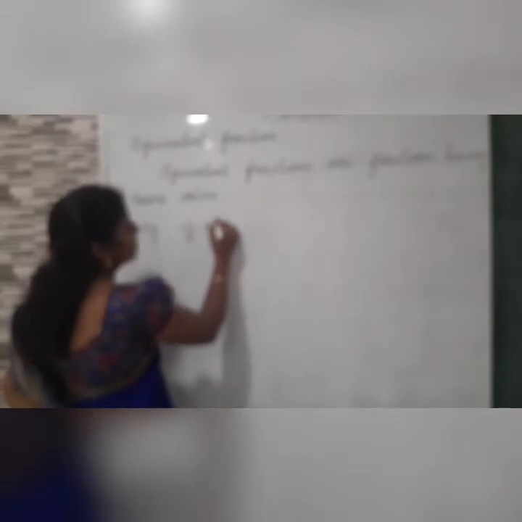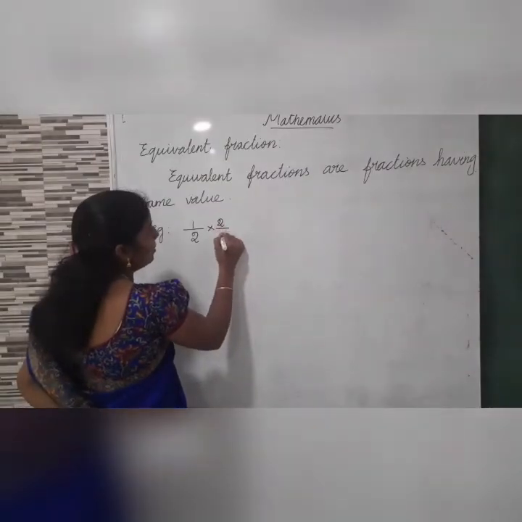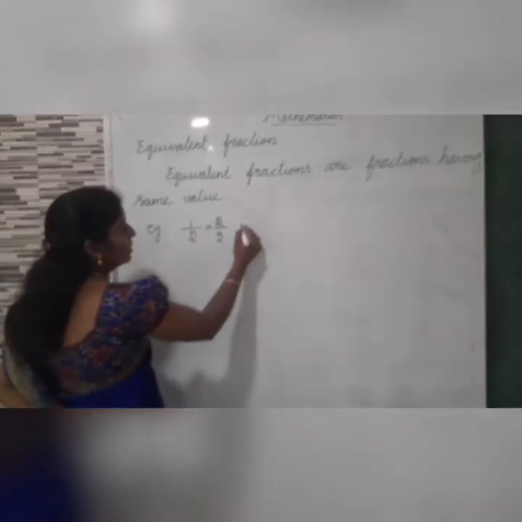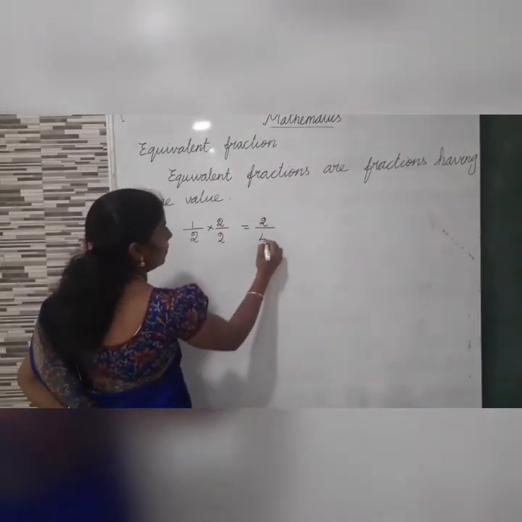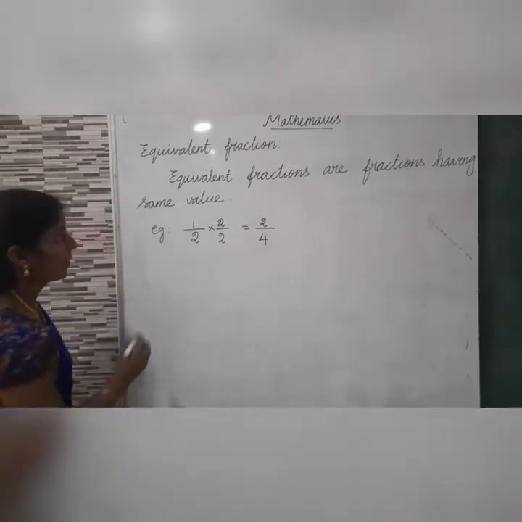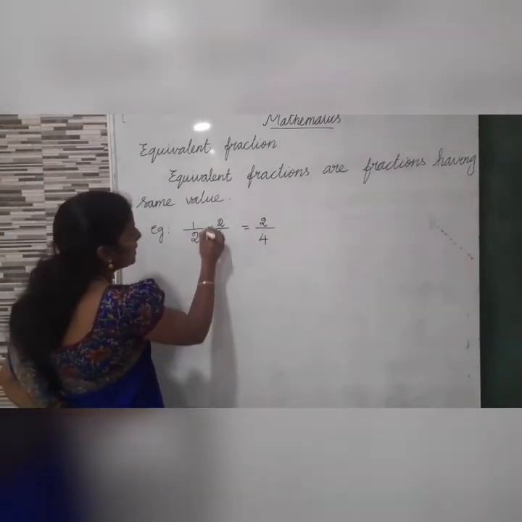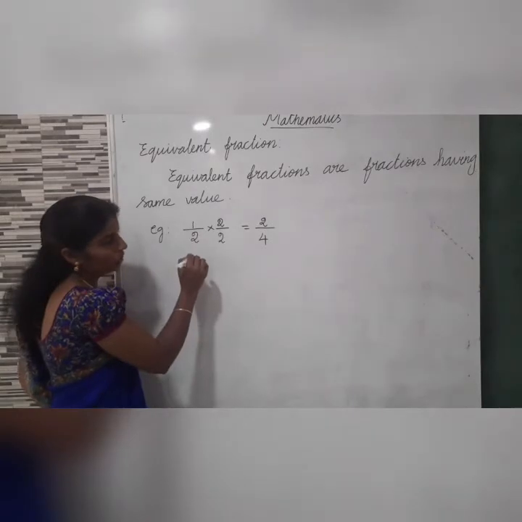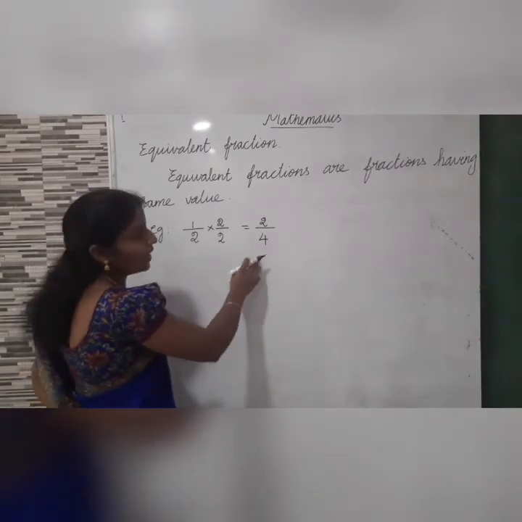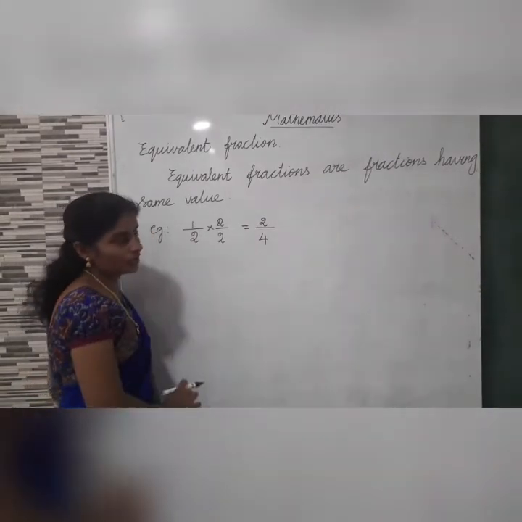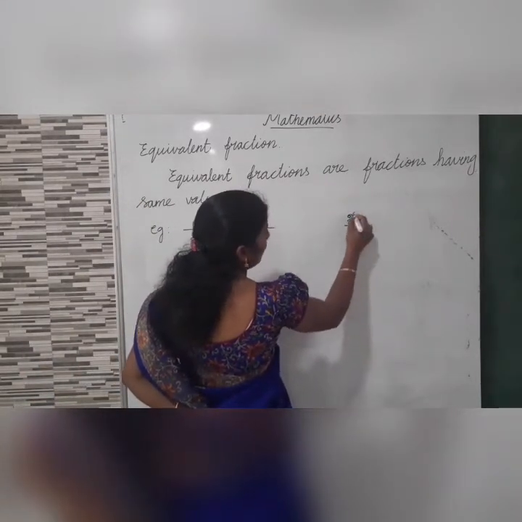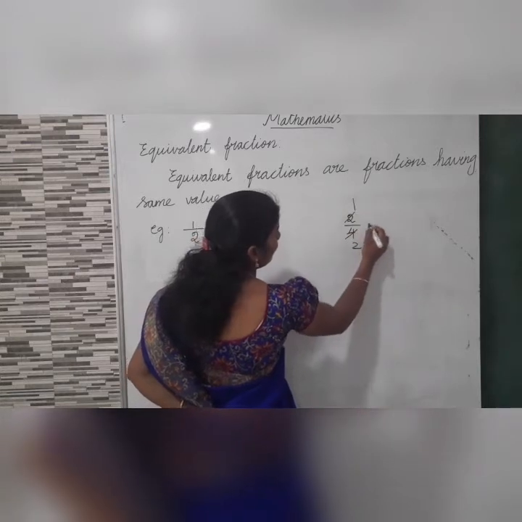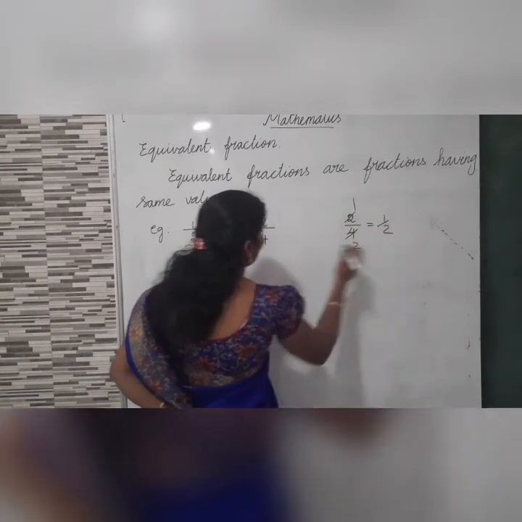Now we can multiply by 2 in the numerator and the denominator. Equal to 1 into 2, 2, and 2 2s are 4. Here I took the fraction 1 by 2, and I got the next equivalent fraction, 2 by 4. Now we can simplify 2 by 4: 1 2 is 2, 2 2s are 4. So that value is 1 by 2.